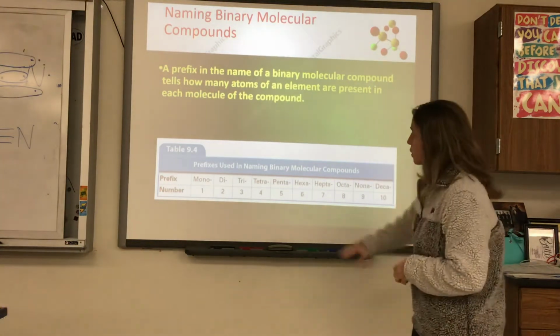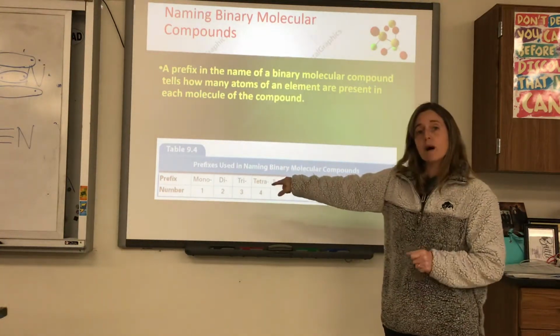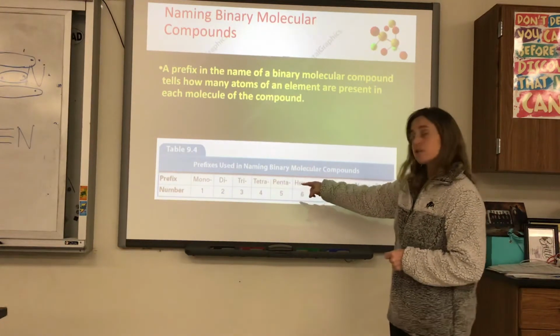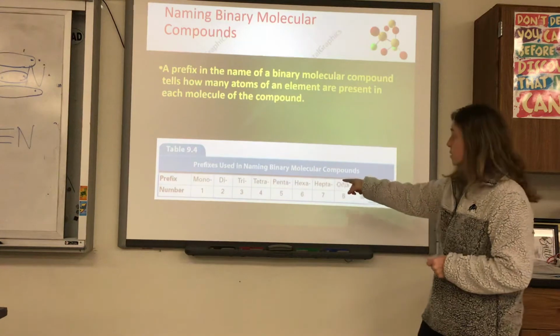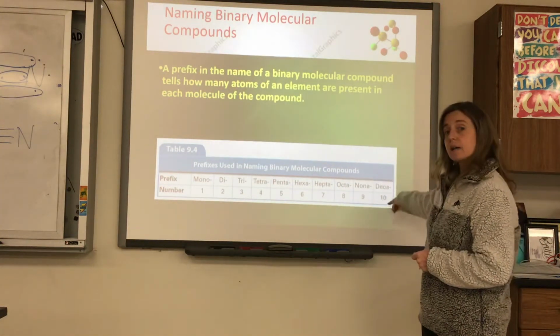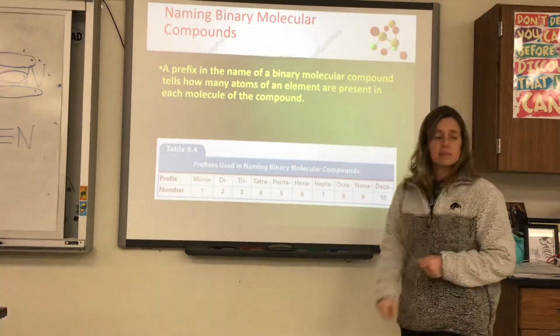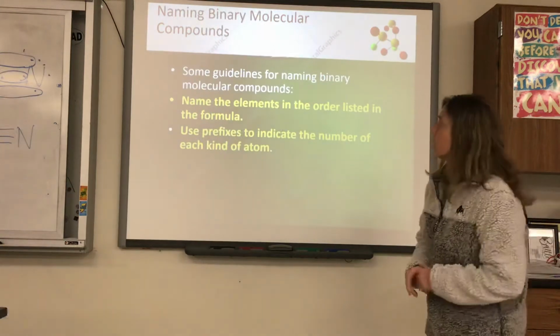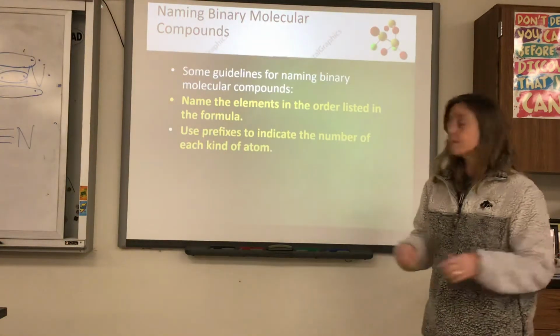So here's your prefix table. If there's a 1, it's mono. 2 is di. 3 is tri. 4 is tetra. 5 is penta. 6 is hexa. 7 is hepta. 8 is octa. 9 is nona. And 10 is deca. Okay? So let's try to name a few of these, with these certain guidelines that we have.